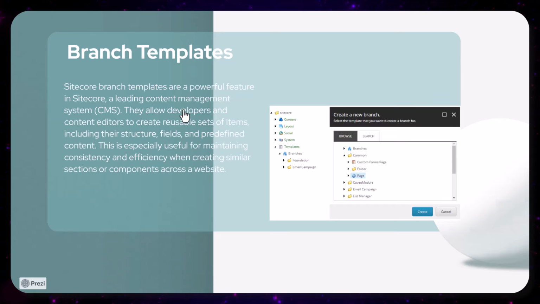Sitecore branch templates are a powerful feature in Sitecore, a content management system. They allow developers and content editors to create reusable sets of items, including their structure, fields, and predefined content. This is especially useful for maintaining consistency and efficiency when creating similar sections or components across the website. So this means you can create reusable components between your pages and between your items on your Sitecore instance. That is what it's useful for.